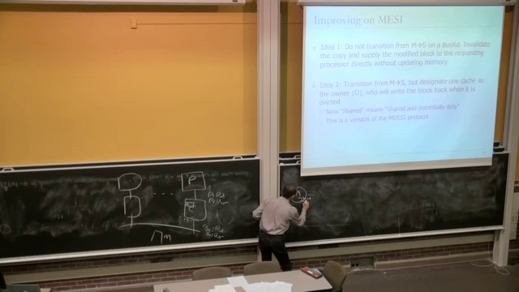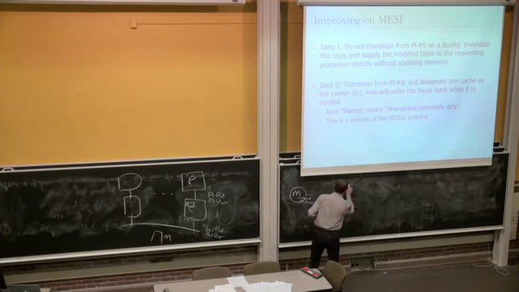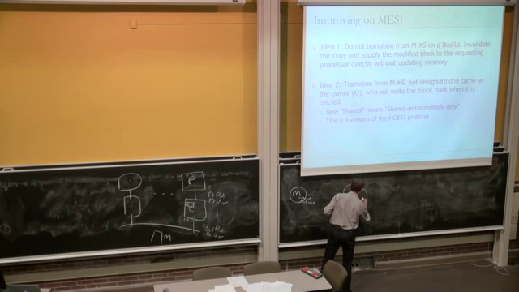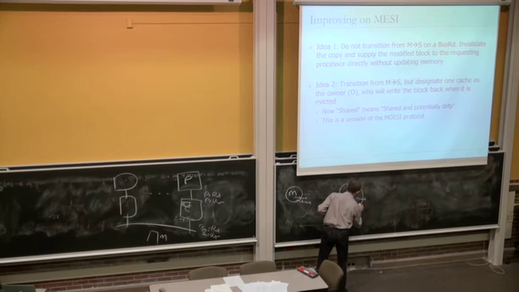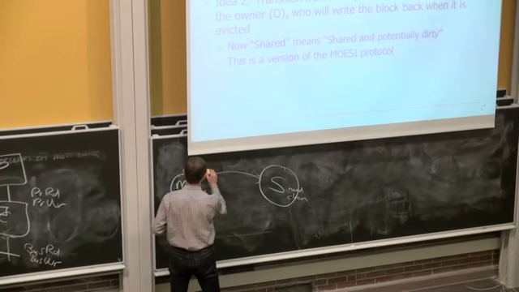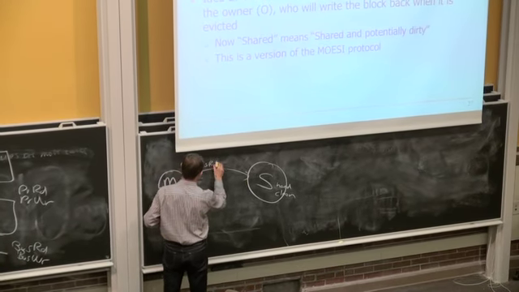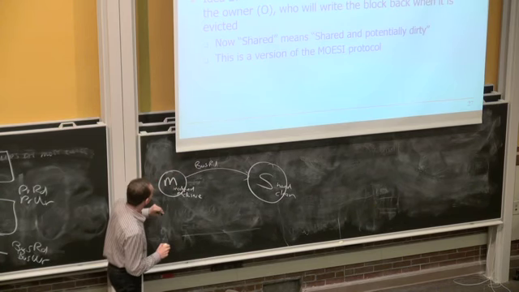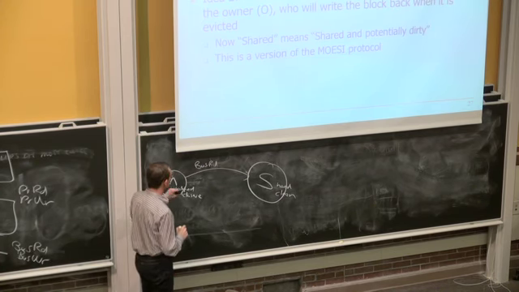The block is modified and it's the only copy in the system, exclusive. And we have shared. Shared means that the block is shared and it's a clean copy. If you go from here to here, when you observe a bus read, you need to write back the block to memory. But the idea is, don't do this.